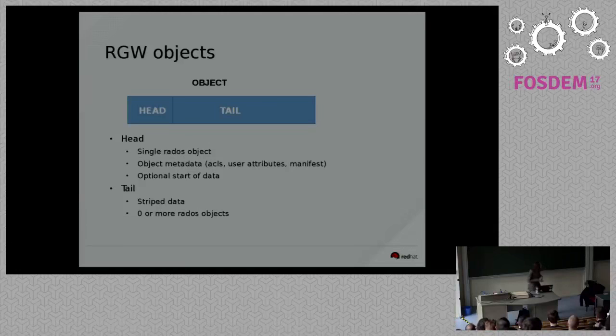So this is how we build an object. We take an object, and we have a head object and tail. All objects have a head object. It contains all the object metadata and attributes, and up to 512K of data. So small objects only have a head. Large objects are striped, and they have several tail objects.